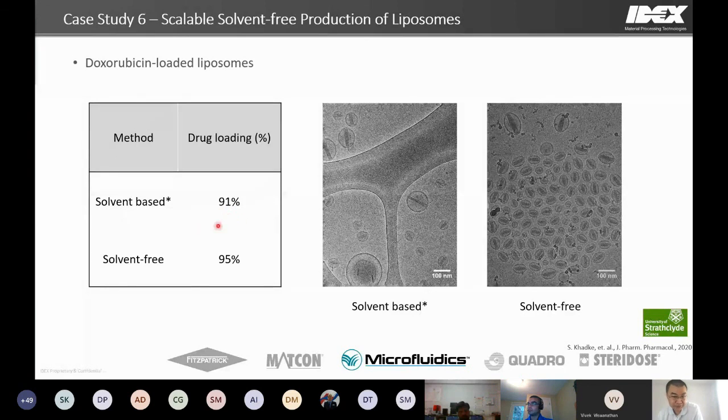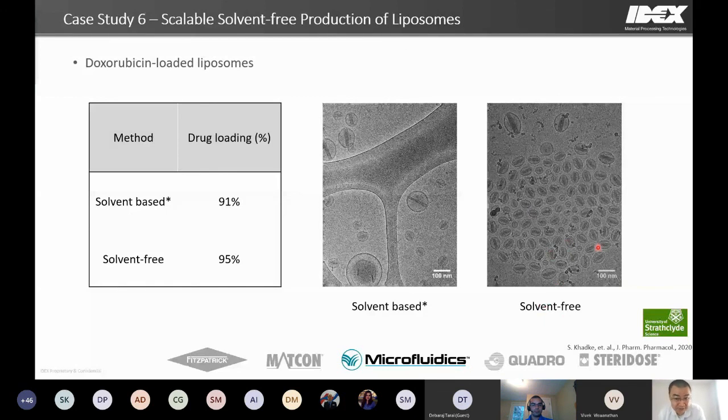The sonication method used did not generate good liposome particles, as you can see from this cryo-TEM image here. That's solvent-based and processed by sonication. You can see the particle sizes are not homogeneous. You can see some big particles and some small ones. Whereas if you compare to the liposome vesicles achieved by the microfluidizer processor shown in this image here, you can see very uniform particle size is achieved after processing through the microfluidizer processor.